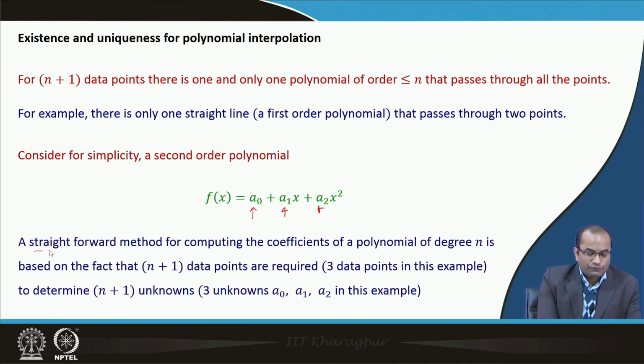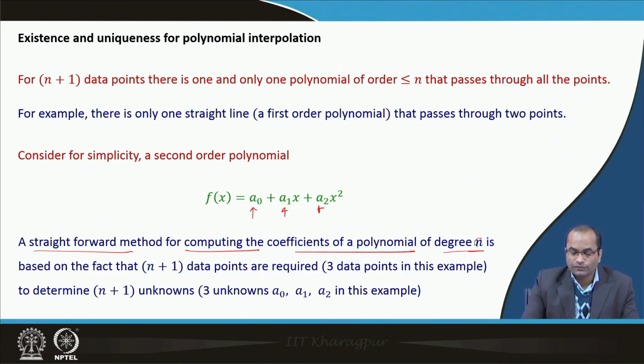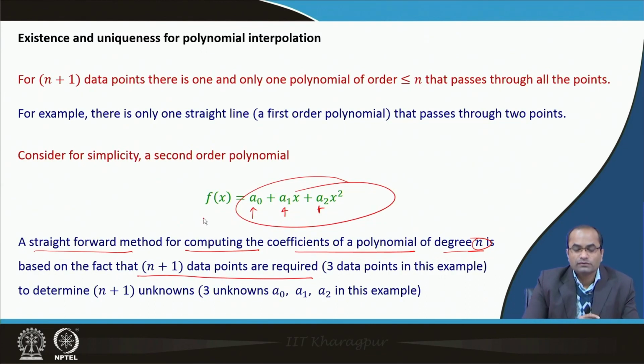The point is a straightforward method for computing the coefficients of the polynomial of degree n. So, if we talk in general n, based on the fact that n plus 1 data points are required, like in this case it is a second degree polynomial and we need 3 data points, because there are 3 unknowns, and for each data point we can construct one linear equation in a 0, a 1, a 2. So, we need 3 data points to have 3 equations, and they can be solved, and we will see in this particular case that there exists a unique solution.